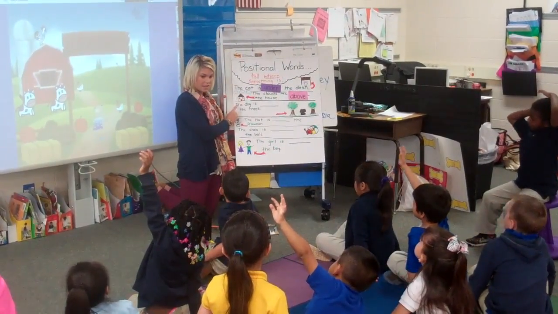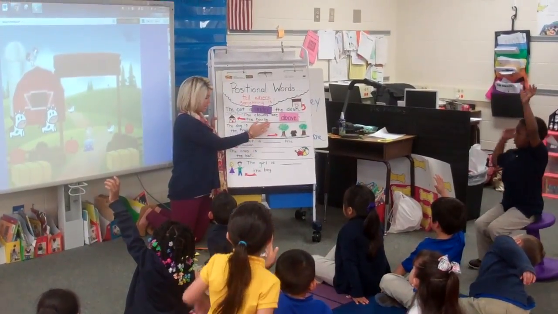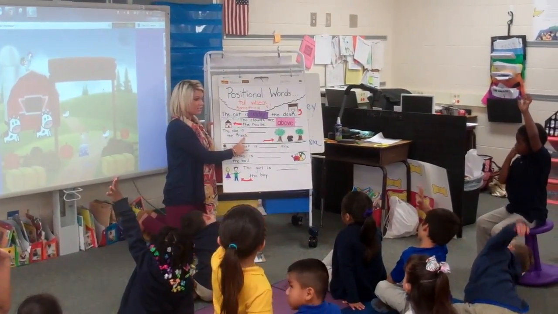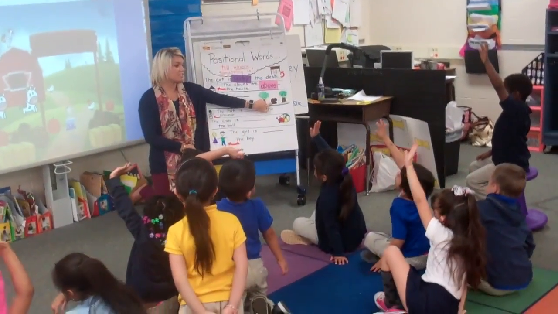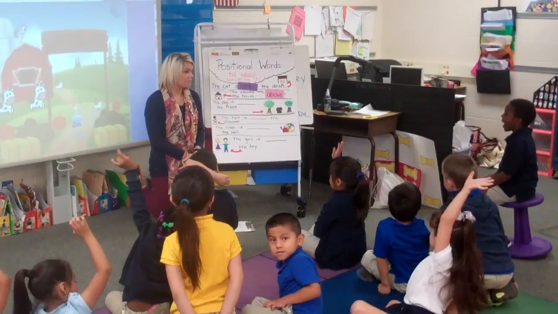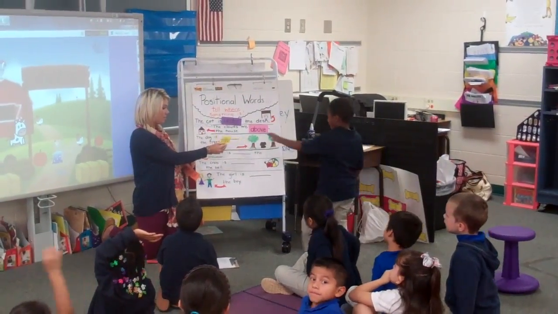Ready? You're going to read it with me? The dog is, we're going to put a word here, the trees. Raise your hand. Two trees. Here are two trees, and here's the dog, Jacoria. Which word do you think it is? Between. In between. Good job. You want to come put it up here?